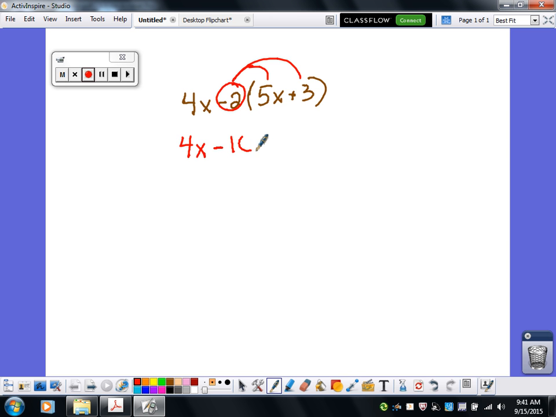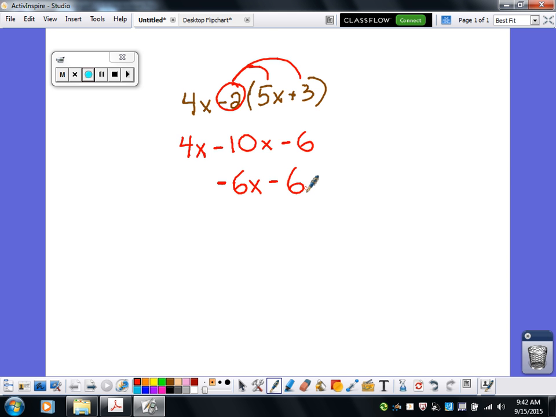Negative 10x. Okay. Then I'm going to distribute negative 2 and 3. What's negative 2 times 3? All right, negative 6. So I write that. Now, are there any like terms? The 4x and the negative 10x. So I'm going to combine those, right? So what's 4x minus 10x? Negative 6x.